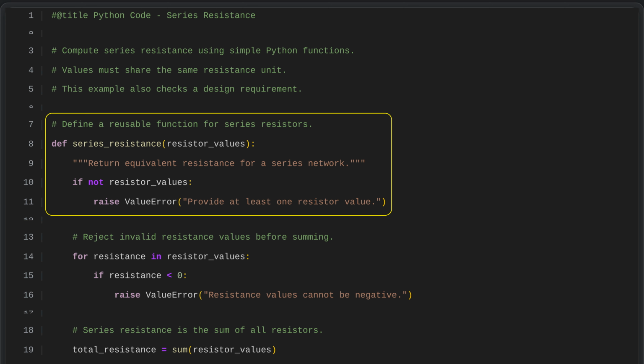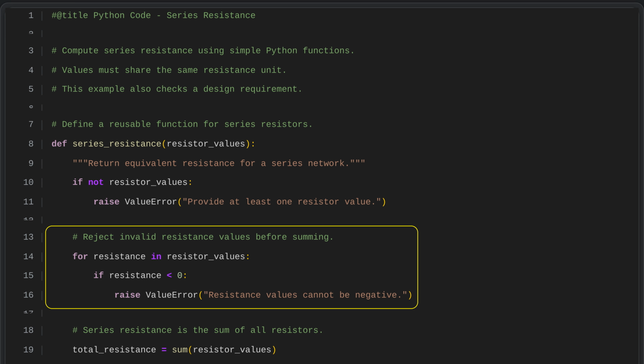The series resistance function calculates the total resistance of resistors connected in series, using a list of resistor values. It first checks that the list is not empty, and if no values are provided, it raises an error to show that at least one resistor value is required. This input check helps ensure the function only runs with valid data.